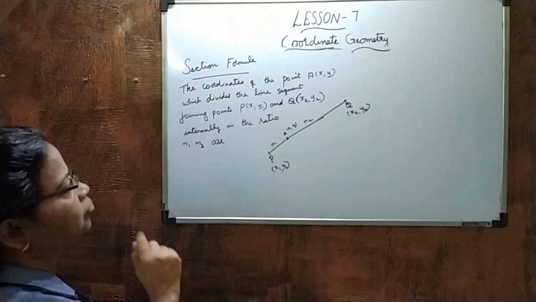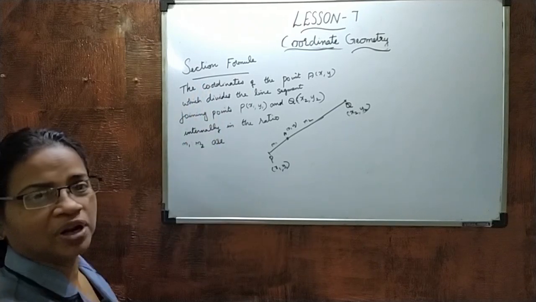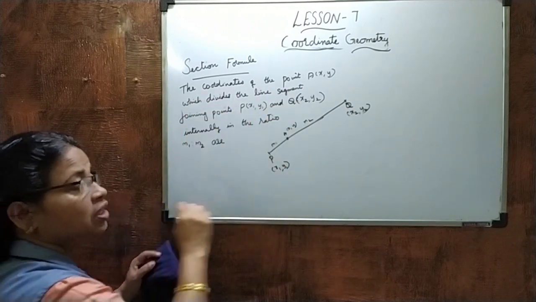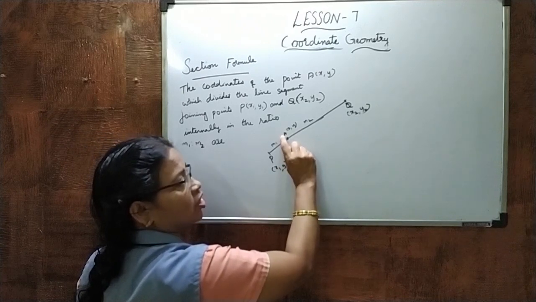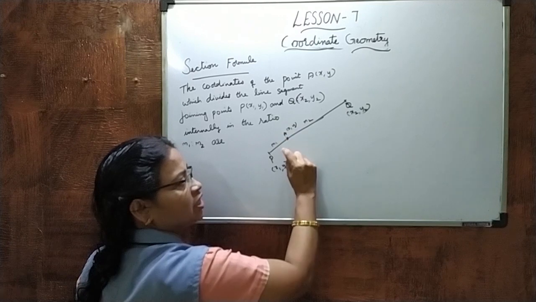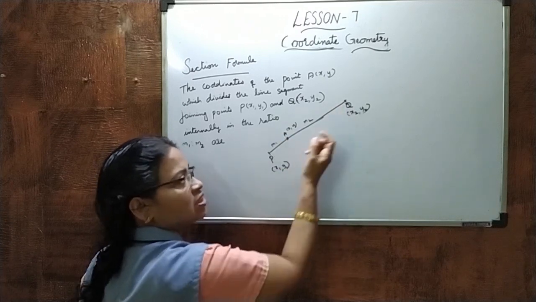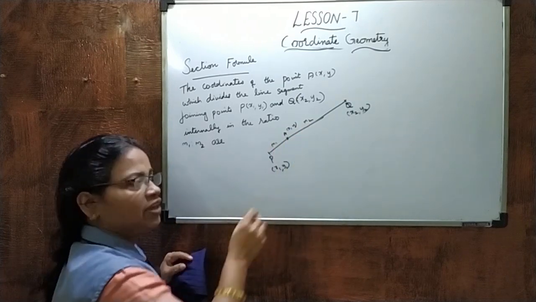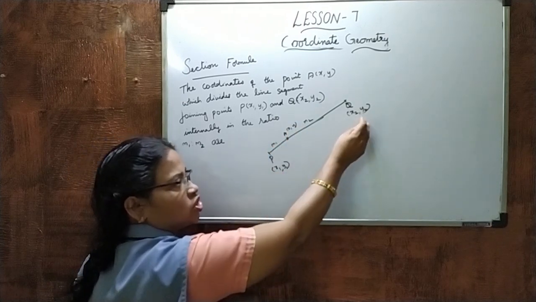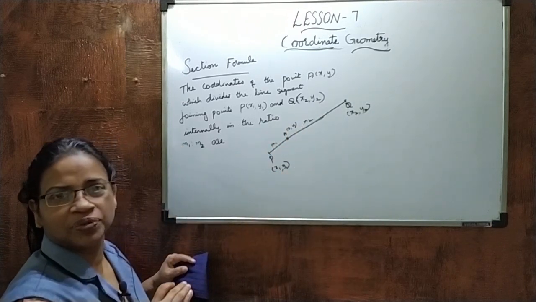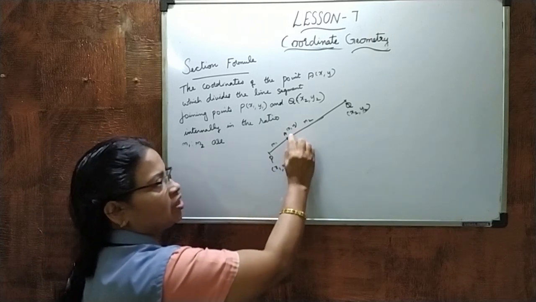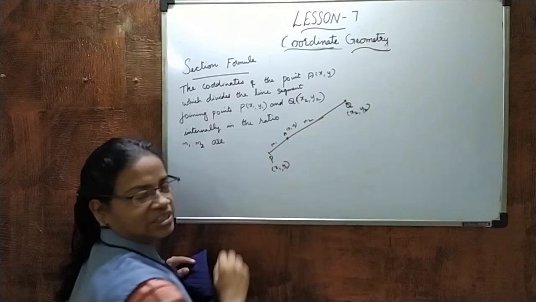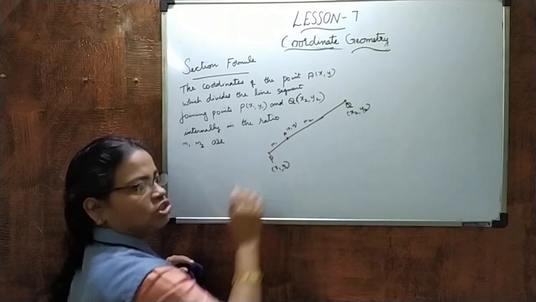Just look, what are we using this section formula for? The coordinates of the point x, y, meaning the coordinates of this point which divides this line segment into two parts in the ratio m1 and m2. They will give you the ratios, and they will give you the coordinates of these 2 points. We have to find out the coordinates of this point which divides this line segment internally in the ratio m1:m2.